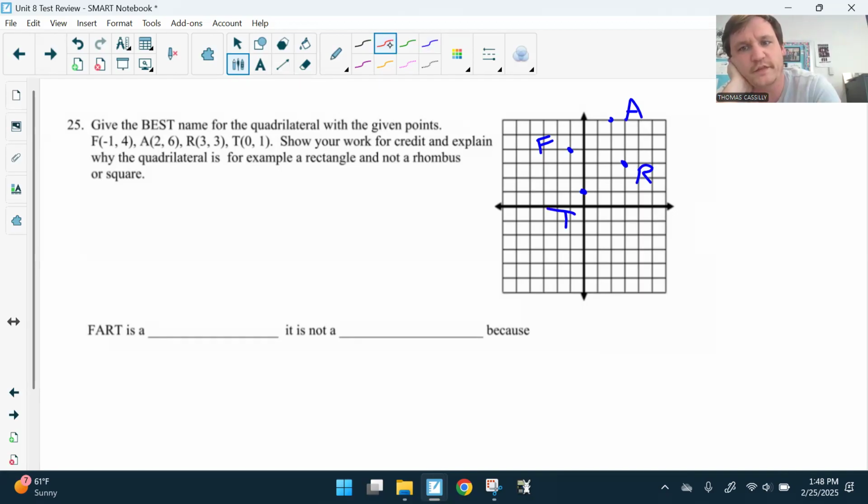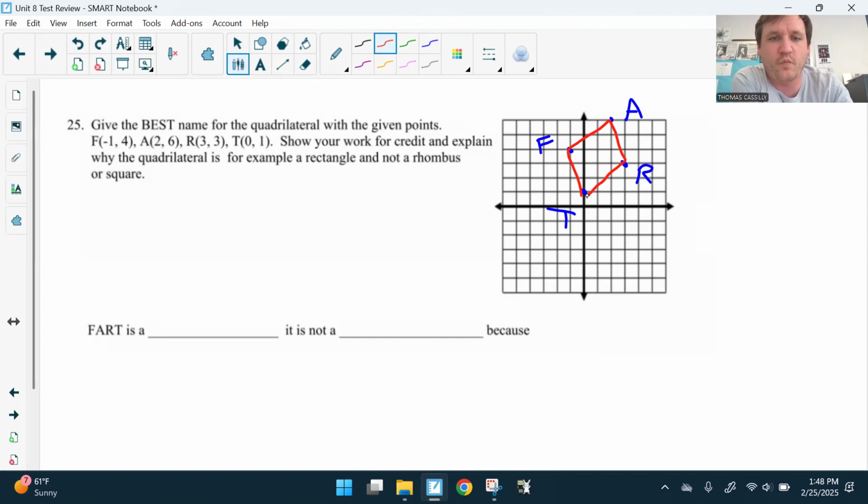Plotting these points, we have to think, what does this shape look like? Well, first, right off the bat, to me it looks like a parallelogram, right? It doesn't look like a square, doesn't look like a kite, doesn't look like a trapezoid. So we are just going to confirm that.